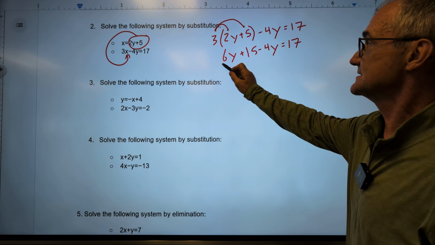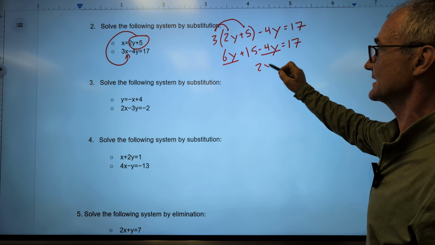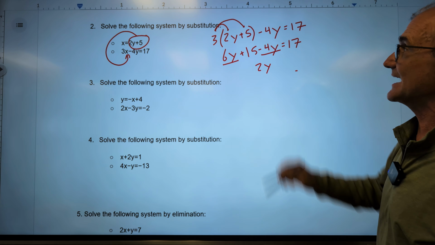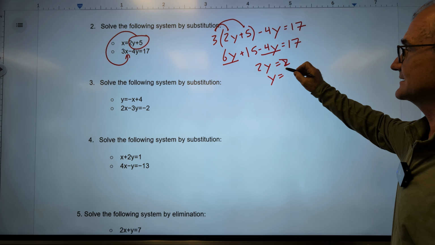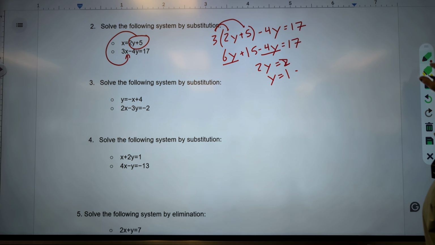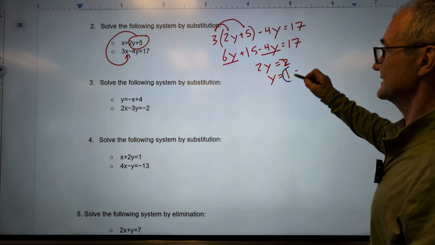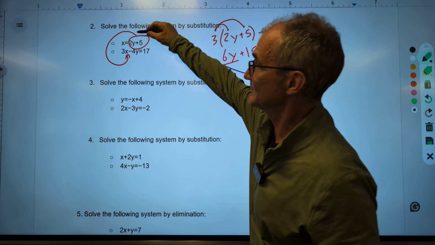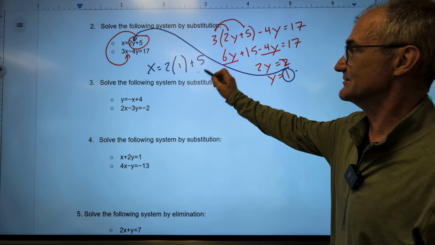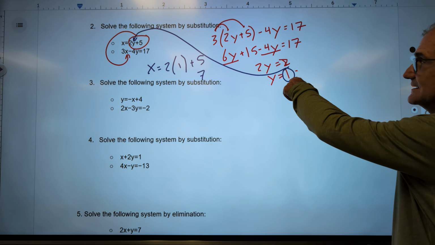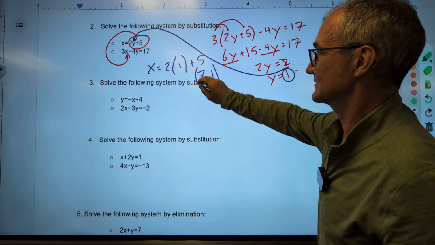Combining similar terms, 6y minus 4y is 2y. Subtract 15 from both sides. 17 minus 15 is 2. Divide both sides by 2. Y is equal to 1. I'm going to take that value of 1 and plug it back into either equation, but it looks like it'll be easier here. Then x is equal to 2 times y plus 5. 2 plus 5 is 7. My ordered pair is 7, 1. And that's my xy value.